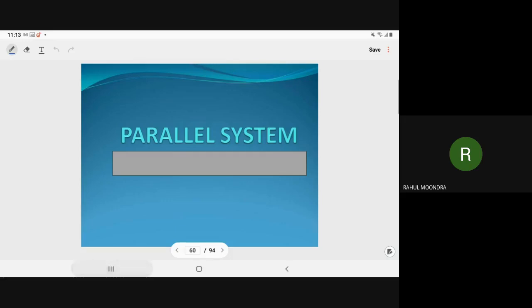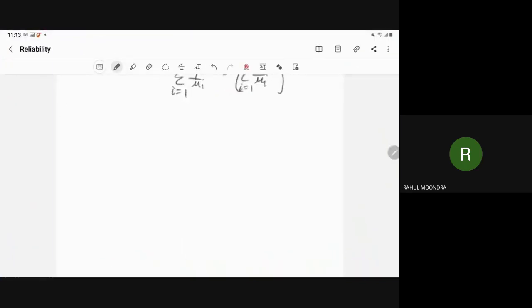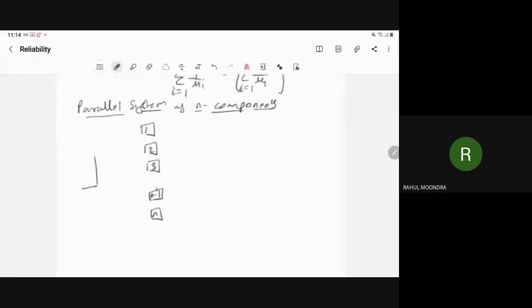So what is the meaning of the parallel system? The next arrangement is the parallel system of n components. So here we have the first component, here we have the second component, third component, n minus 1 component, and n-th component. Here, each component is arranged in parallel.